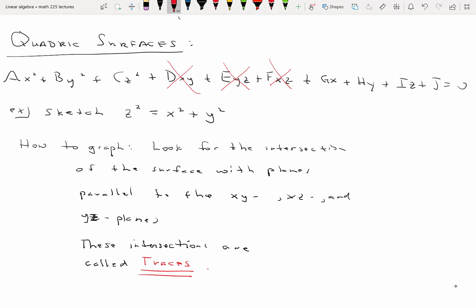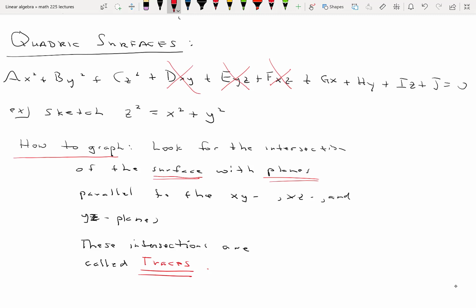So it's the general idea of how to graph. How do we approach graphing quadric surfaces? Well, the idea is to look for the intersection of the surface in question with planes. But those planes are going to be special planes. They're going to be parallel to the different coordinate planes, the xy, the xz, and the yz plane. These are called traces.